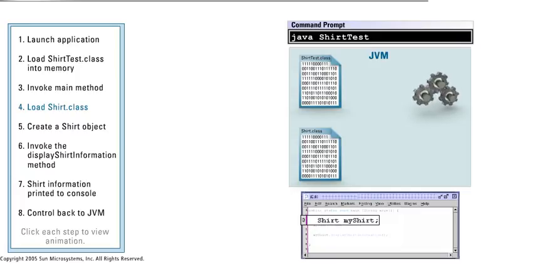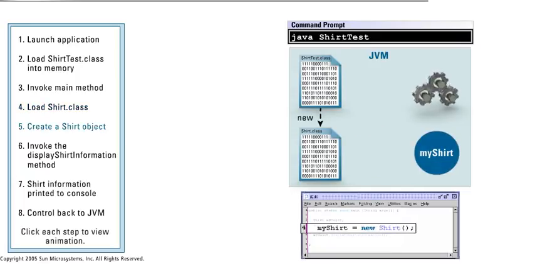So click step 4. So the Java virtual machine goes out and loads the shirt.class file because it needs to create a variable called myShirt, which is of type shirt. So it needs that class file. Now, if you remember, the next line of code is to create the shirt object using the new operator. So let's go ahead and click step 5 and see how that's done. So the shirttest.class uses the new operator and tells the shirt class file to create a new shirt object. So it calls the shirt class file, boom, and then we get our shirt object created called myShirt.